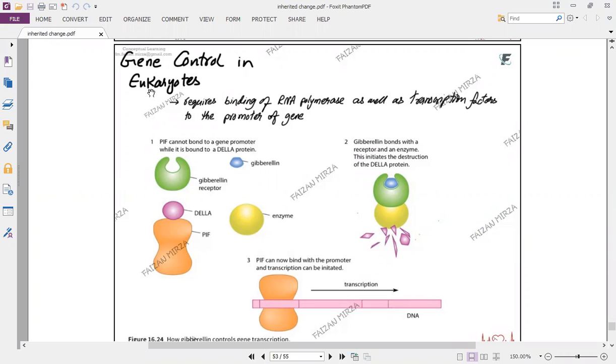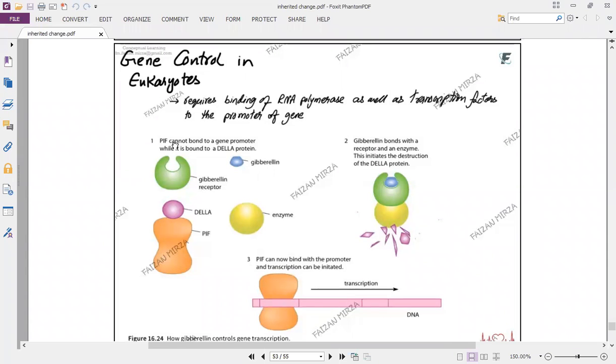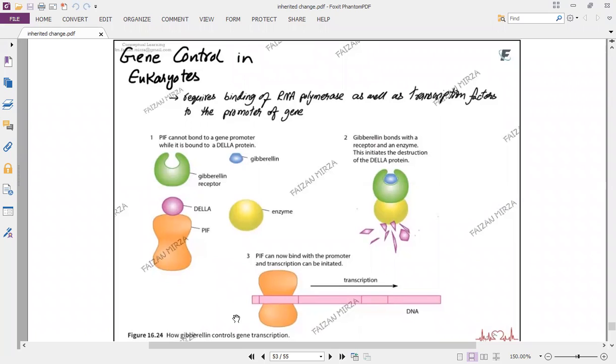So here we are taking an example of how gibberellin controls growth. You know, gibberellin controls growth. It causes elongation of the plant by cell division. It also promotes seed germination. So how is growth controlled by gibberellin? Gibberellin promotes DNA transcription. The DNA transcribes and makes certain proteins which are used in the growth of the plant.